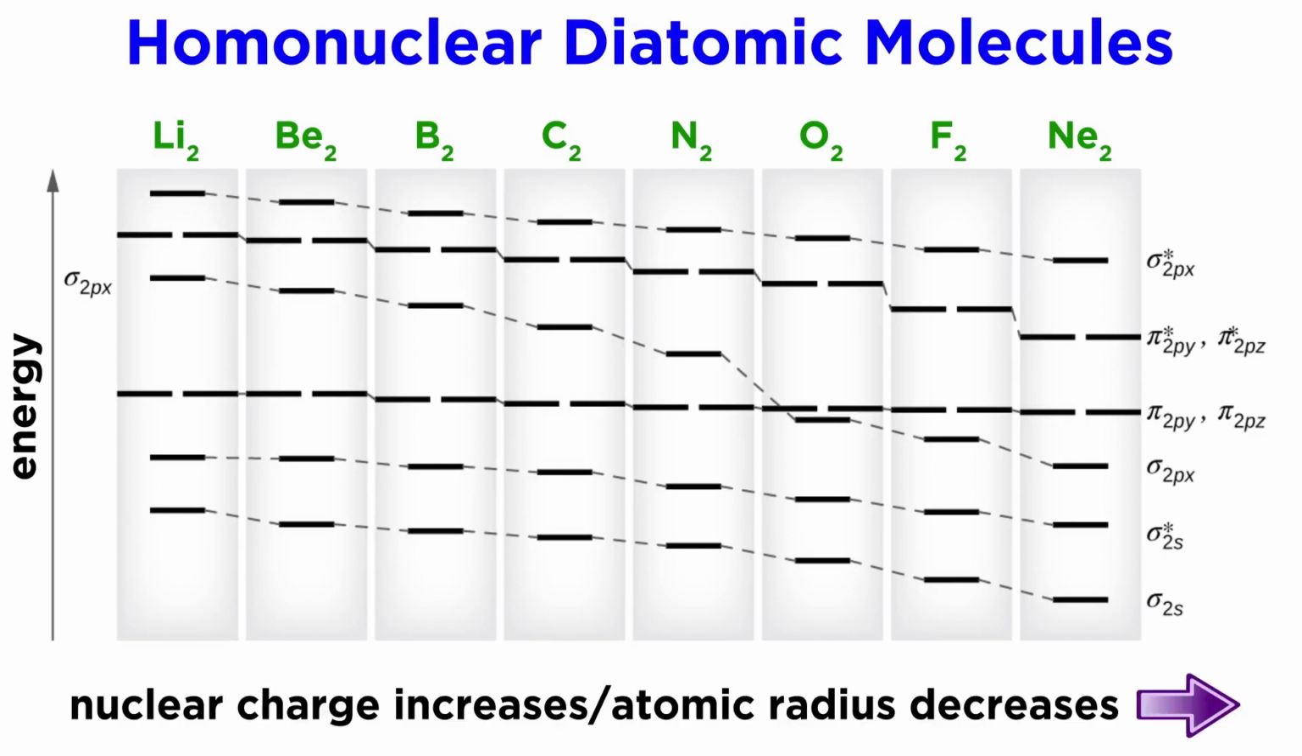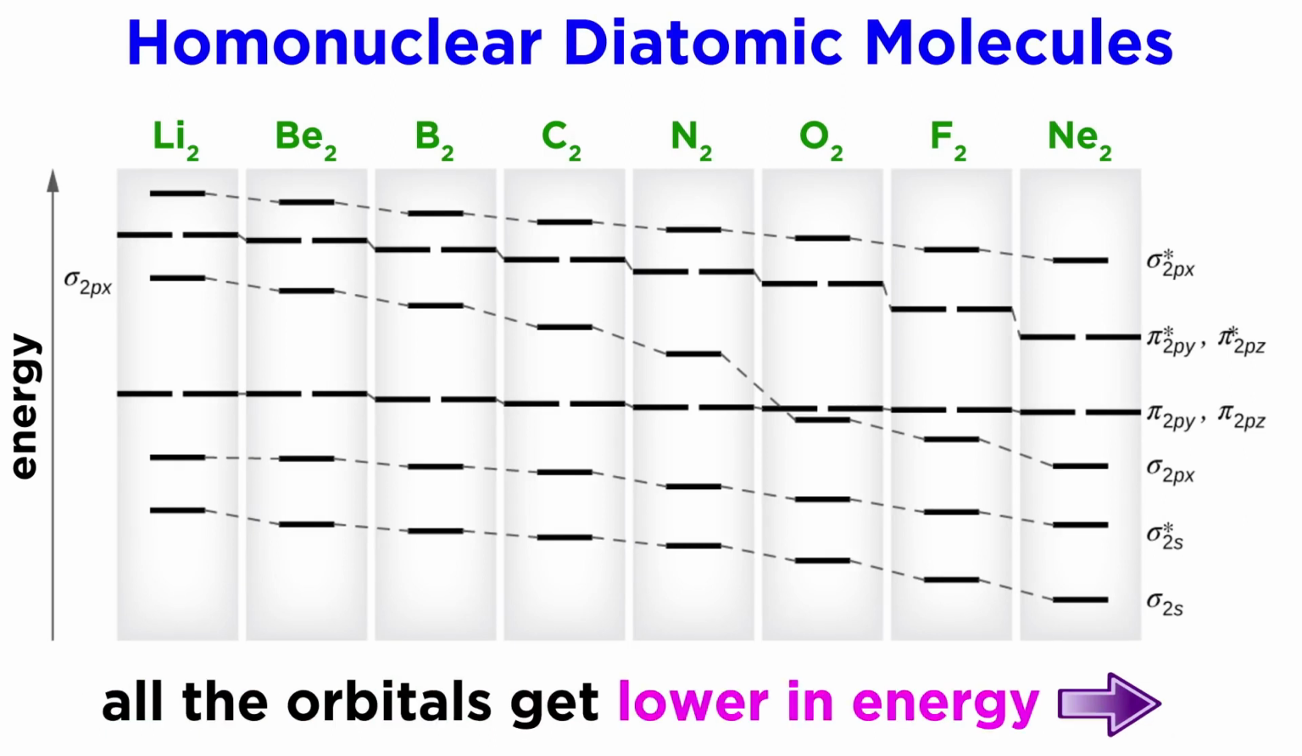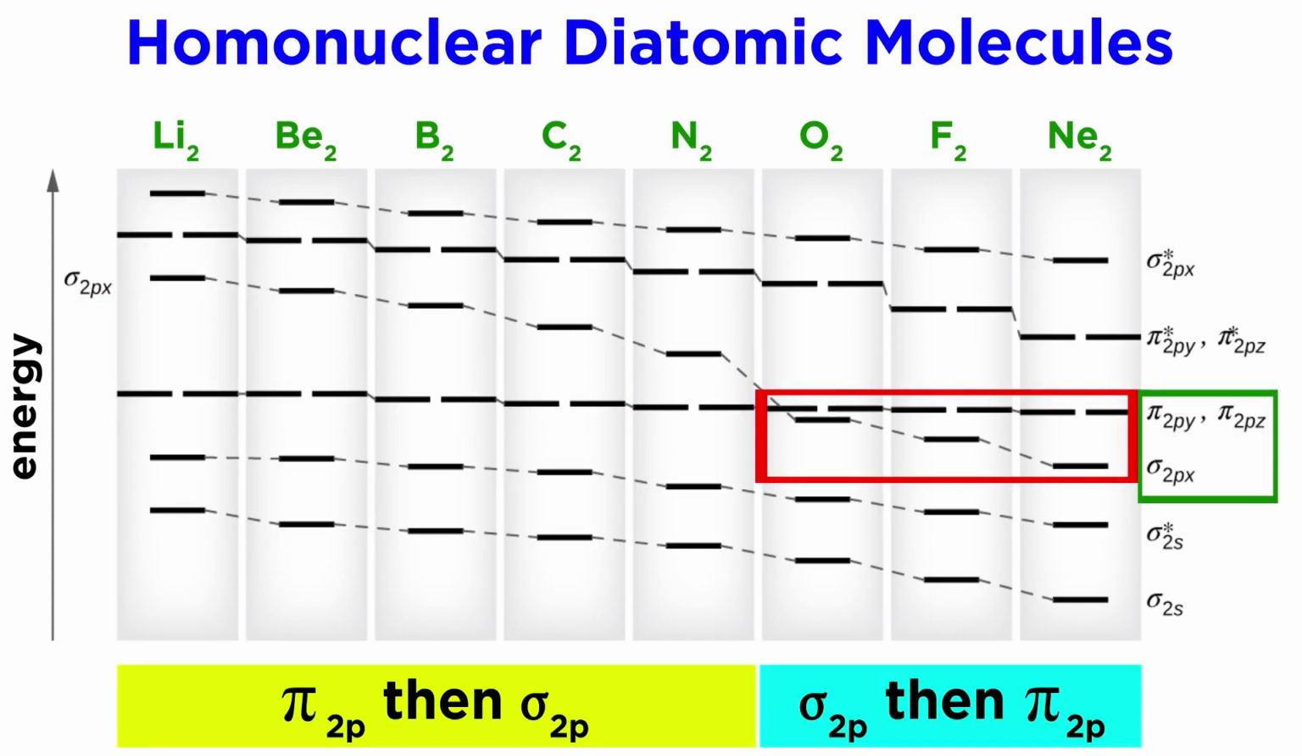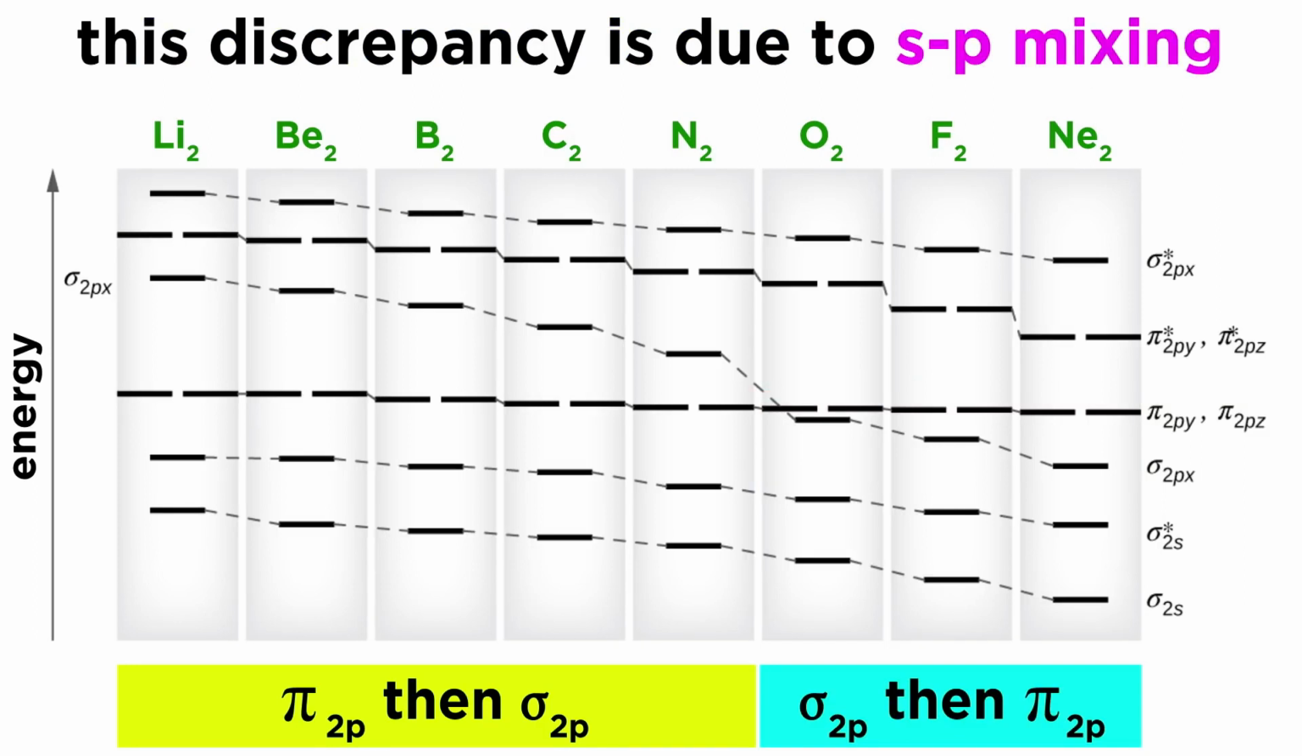As we go to the right in the period, effective nuclear charge increases, so the atomic radii contract, and the orbitals get lower in energy. On the left, the pi 2p bonding orbitals are lower in energy than the sigma 2p bonding orbital, but on the right, the sigma 2p bonding orbital dips below and thus will be filled first. This discrepancy is due to a phenomenon called sp mixing, which influences the energies of these molecular orbitals.